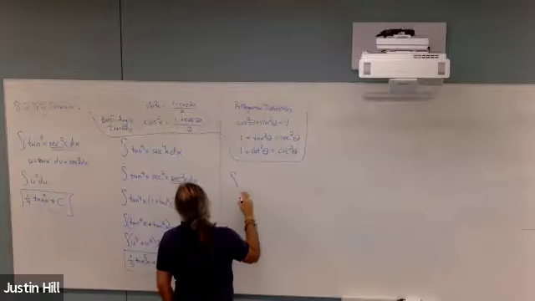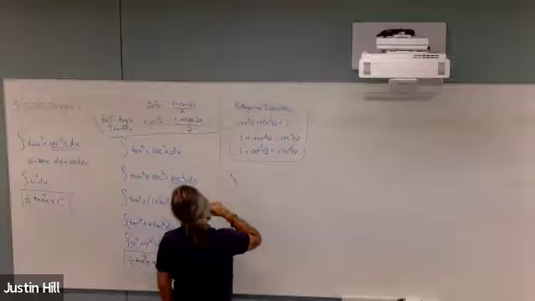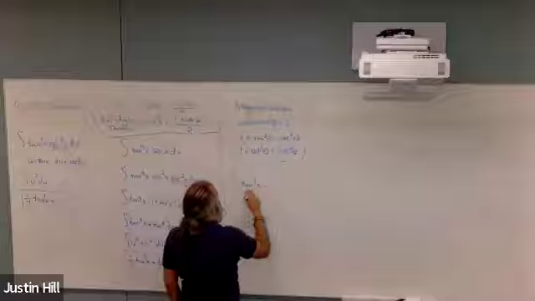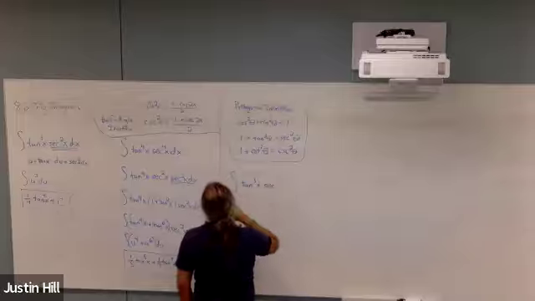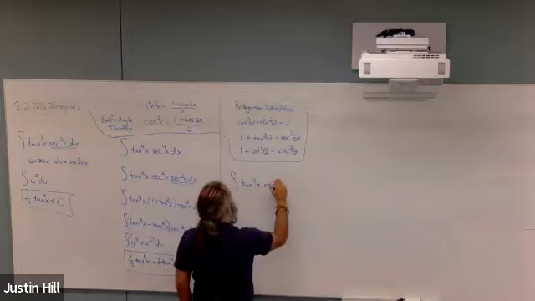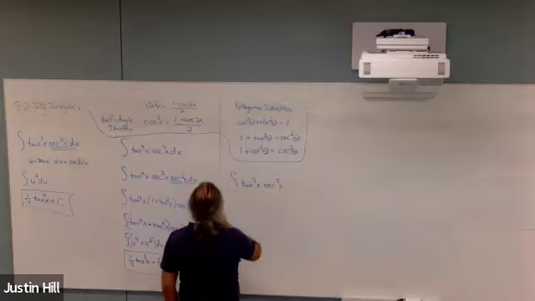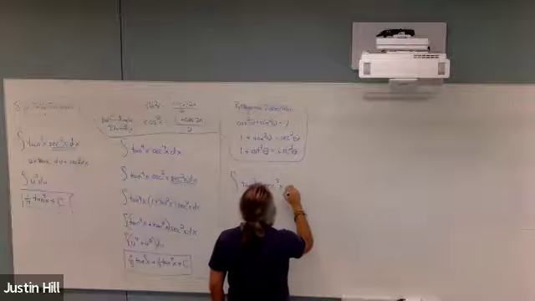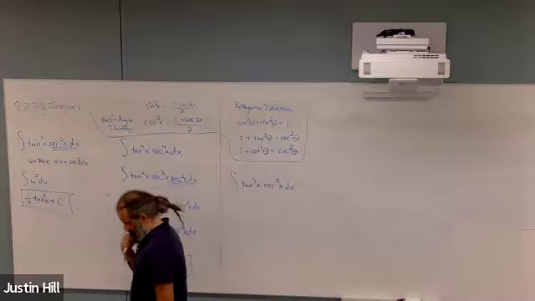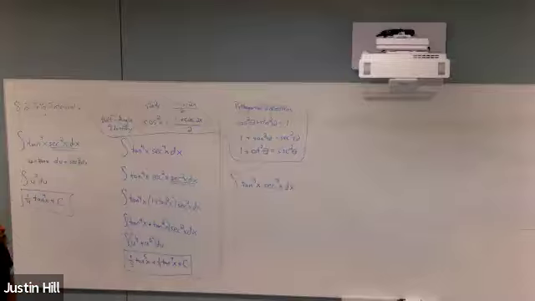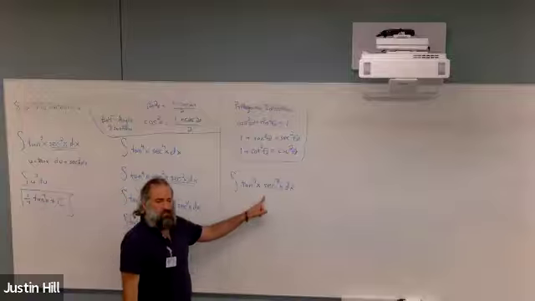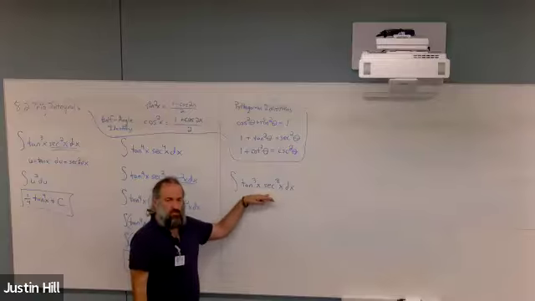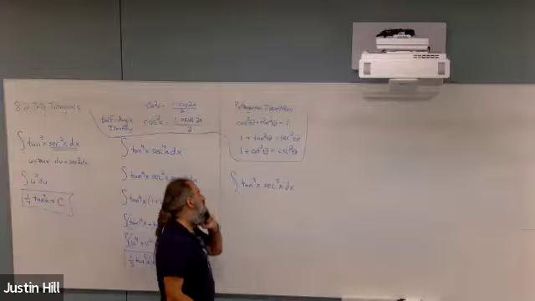Now let's look at something like, say, secant to the third power of x. I want to look at this because I think maybe the first thought is let's try the same approach. Let's factor off a secant squared.